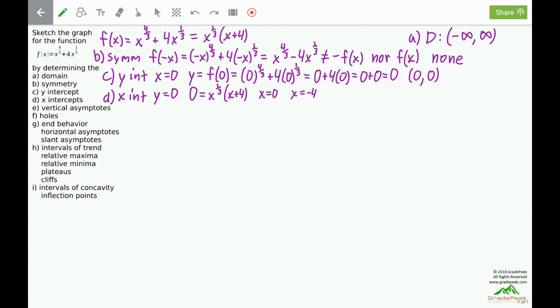We have a y-coordinate of 0. These are the corresponding x-coordinates. So we have (0, 0) and (-4, 0) as the two x-intercepts.